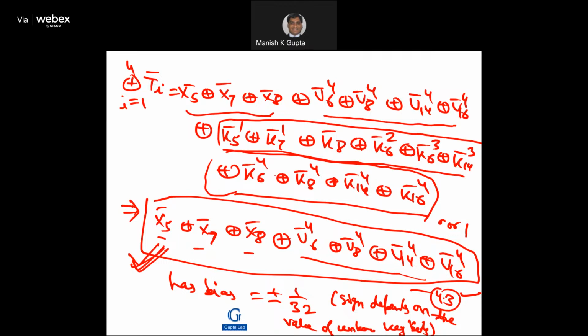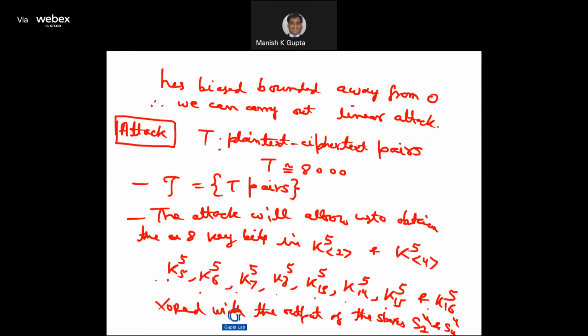So again, you see that we are just doing a small example, and I'm only showing you small things on how it will work. I think I've shared one document with you where you can see in detail how these things happen. So this is the whole expression. Now this 4.3 actually has bias bounded away from 0. Since it has bias bounded away from 0, we can carry out a linear attack. Now we start the attack.